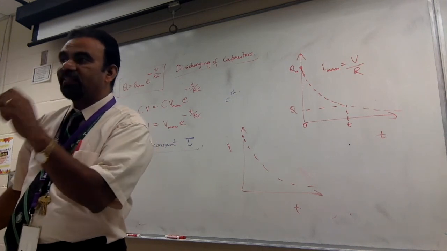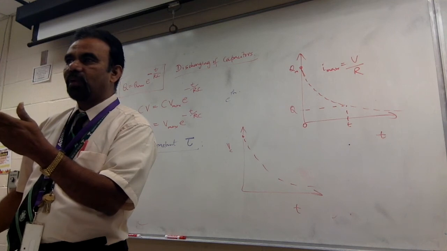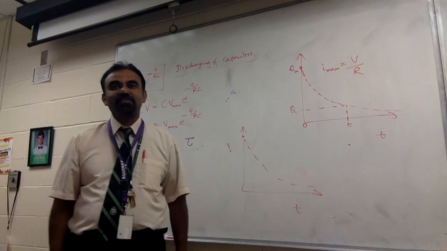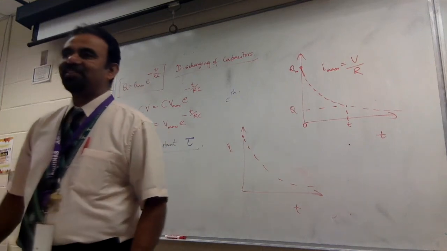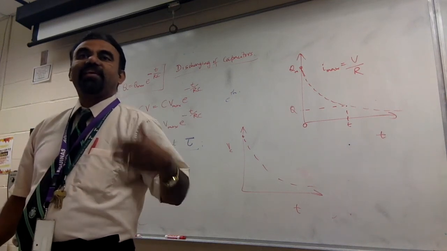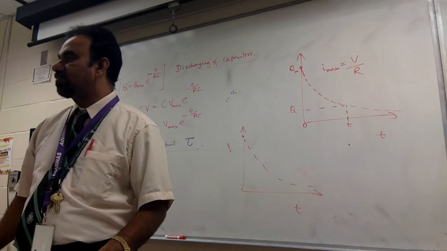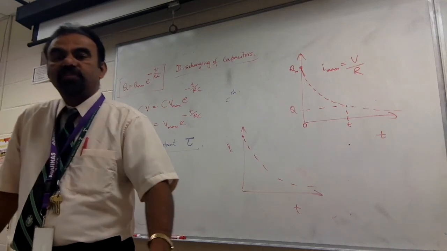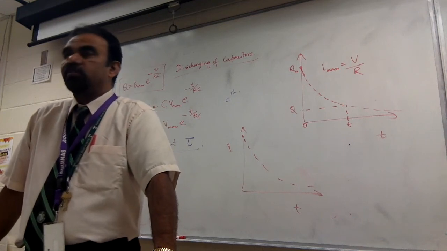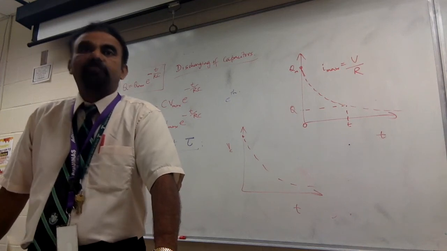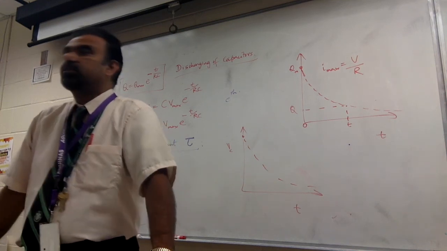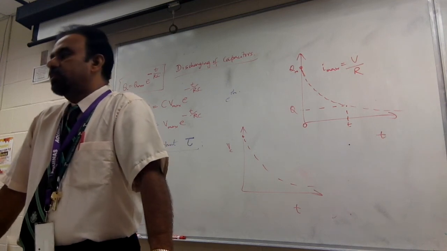Like 1/9 is 1/9, 1/eth is 1/e. So what is the definition? Time constant tau is defined as the time taken for a capacitor to discharge to 1/eth of the original, the initial charge or potential difference.